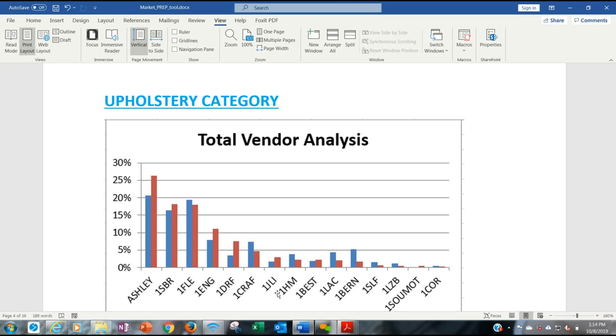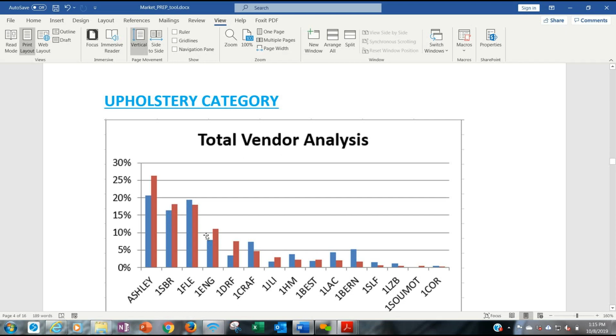So obviously, this example would say that Ashley's doing very well. The return is higher than the investment level. So basically, over 25% of our floor inventory is in Ashley. 20% is invested in Ashley, but it's returning over 25%, or over a quarter, of the margin dollars. Smith Brothers, the second one, is also overperforming, whereas Flex Steel is slightly underperforming.